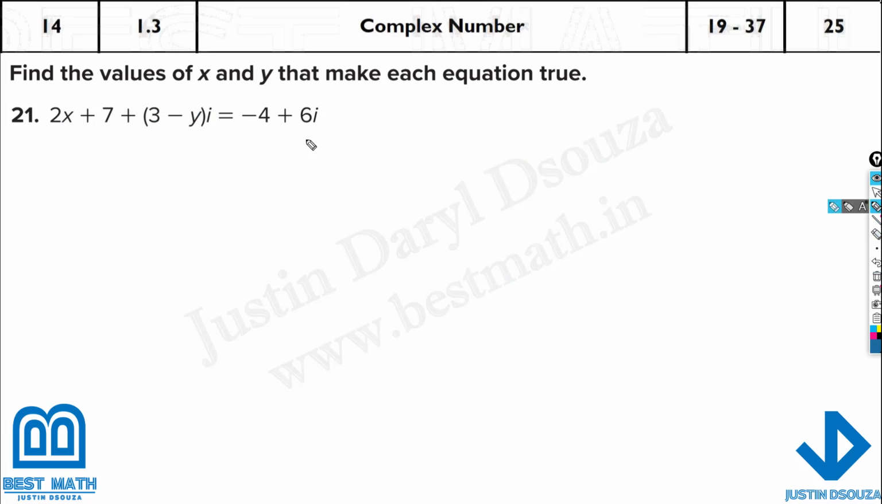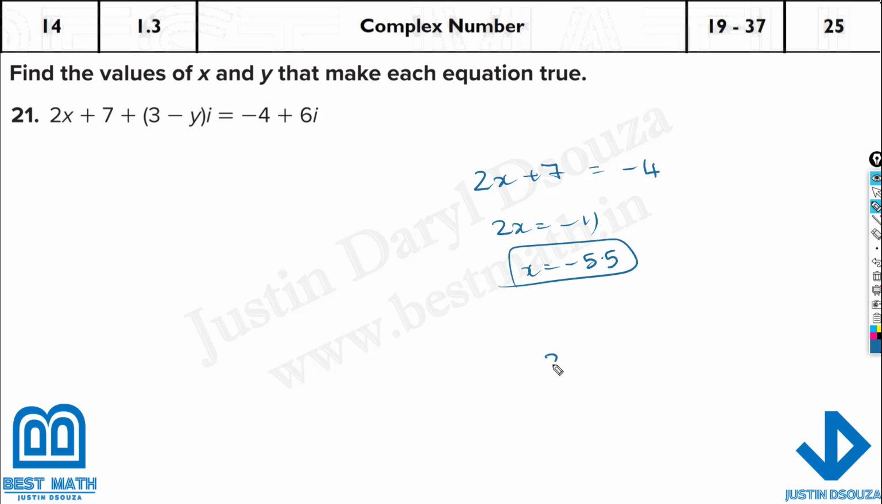Now here, it is 2x plus 7 equals minus 4. So let us solve this. It will be 2x is equal to minus 11. x is equal to minus 11 by 2, or 5.5. That is the first answer.